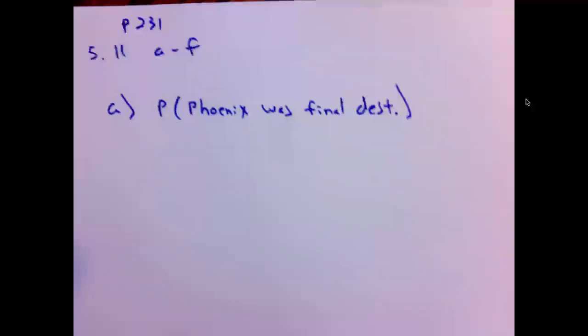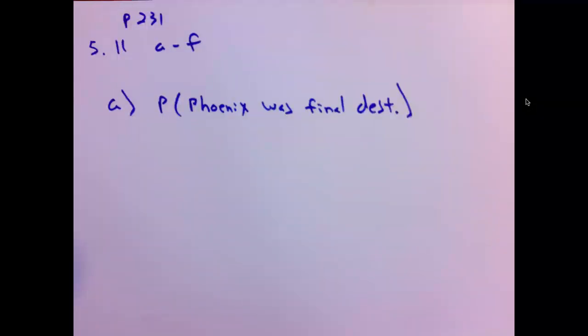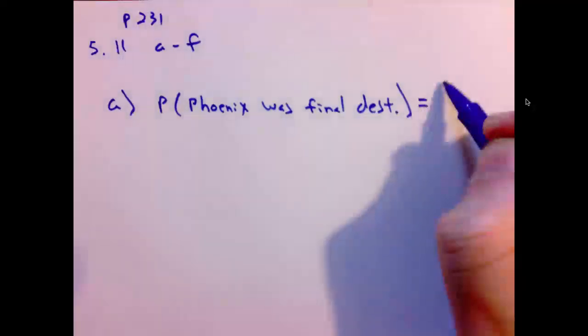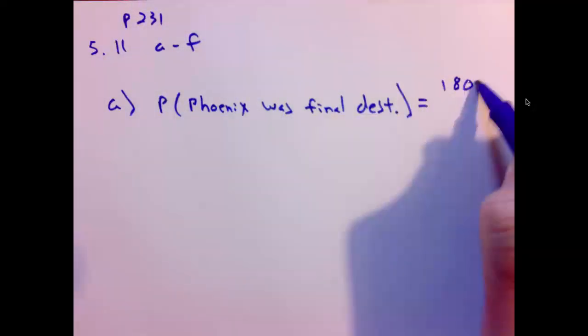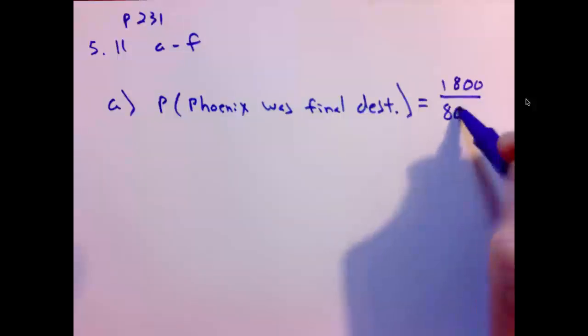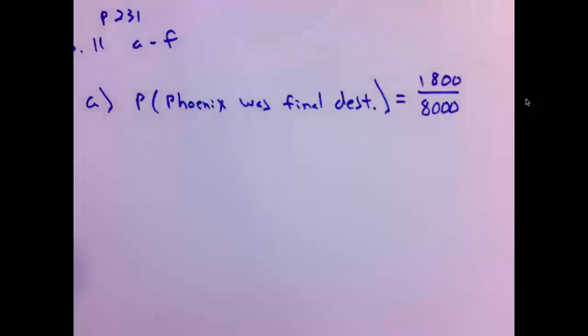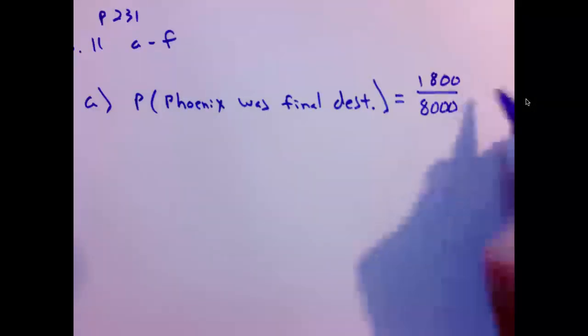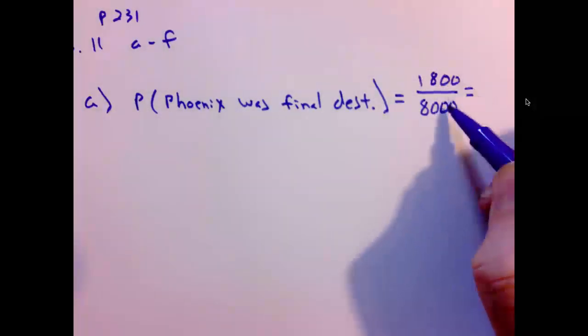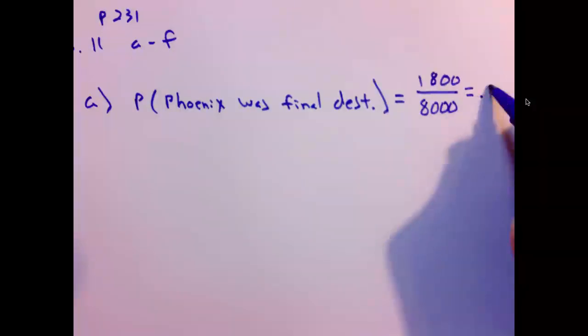Okay. Well, it said there were 8,000 people total flying that day. 8,000 arrived in Phoenix, and there were 1,800 that were delayed. So I can simply express that as the fraction 1,800 over 8,000. This is one way we express probability, as a fraction. We can also express that as a decimal. Dividing 1,800 by 8,000 yields 0.225.